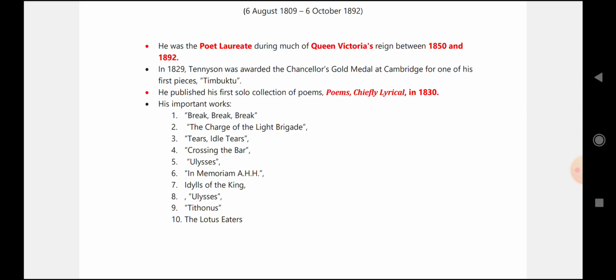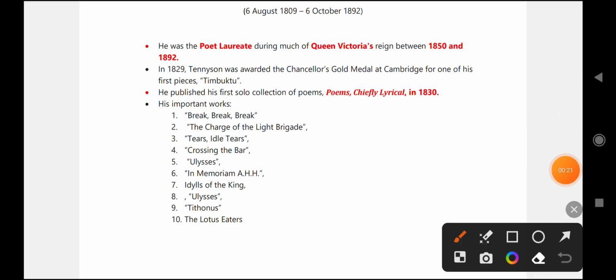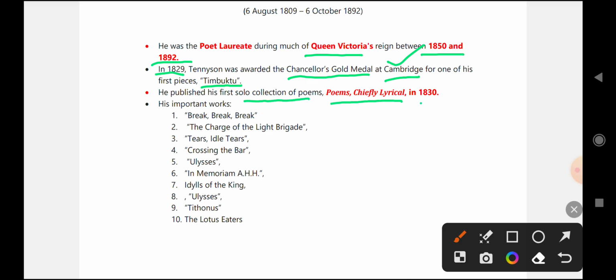He was Poet Laureate of England during much of Queen Victoria's reign between 1850 and 1892. He was made Poet Laureate of England after William Wordsworth. When he was in college in 1829, he was awarded the Chancellor's Gold Medal at Cambridge for one of his poems, Timbuktu. He published his first solo collection of poems, chiefly lyrical, in 1830.